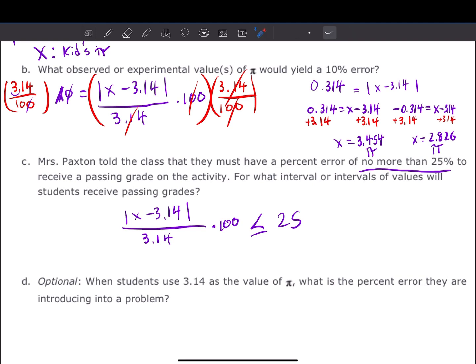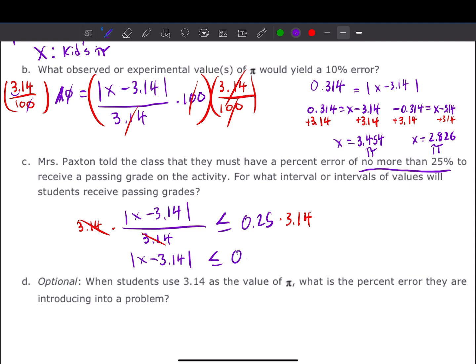So why do I have the 100 here? If I divide by the 100 right now, I could just say we are less than or equal to 0.25, 25%. Then multiply both sides by 3.14, and we get the absolute value of x minus 3.14 is less than or equal to 0.25 times 3.14, which is 0.785. All right, we're going to take that value, and we are going to see, is it possible? And yes, of course it is.